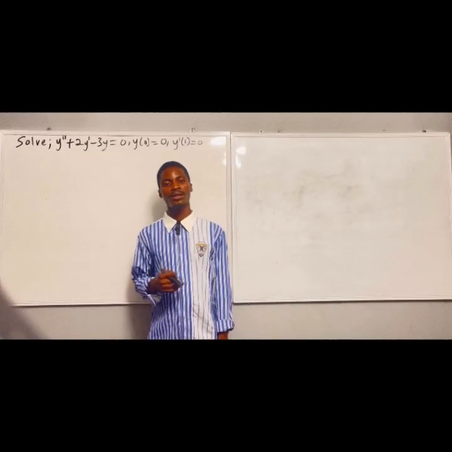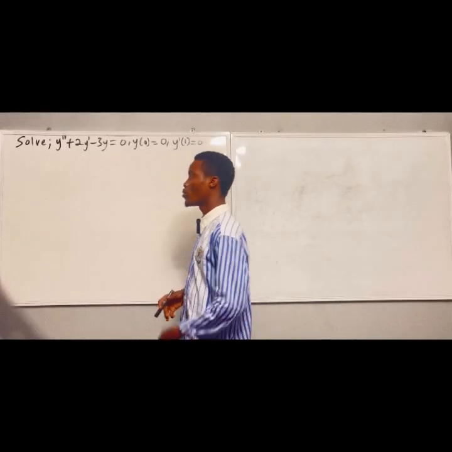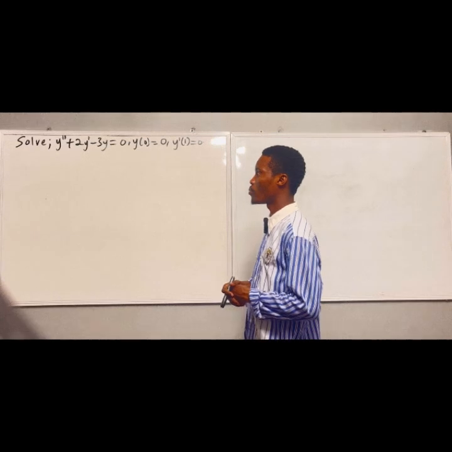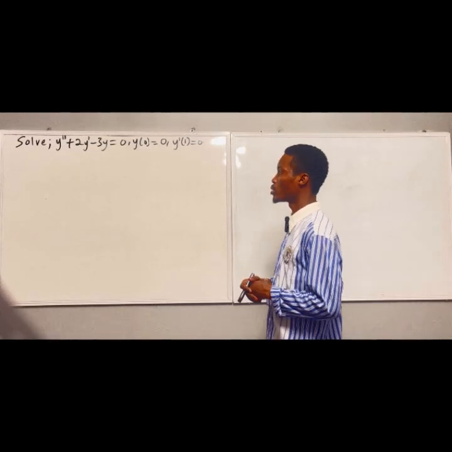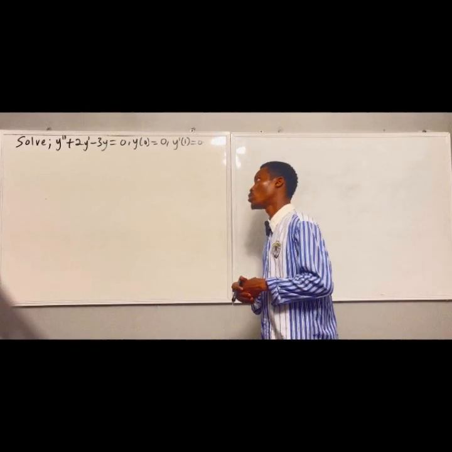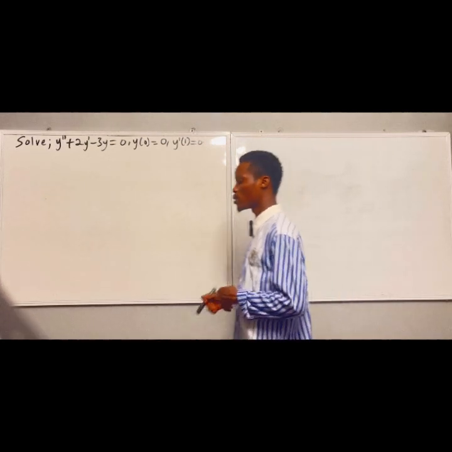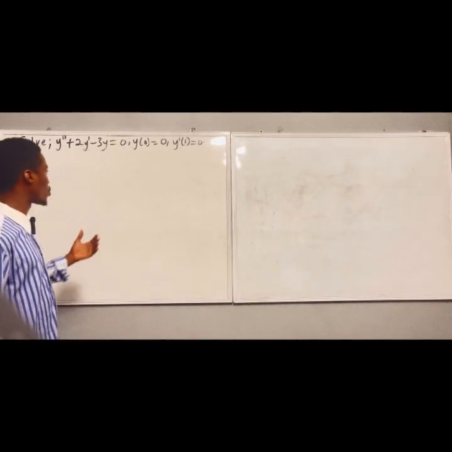Let us discuss this boundary value problem. Solve y double prime plus 2y prime minus 3y is equal to 0, y of 0 is equal to 0, y prime of 1 is equal to 0. How can we solve this boundary value problem?